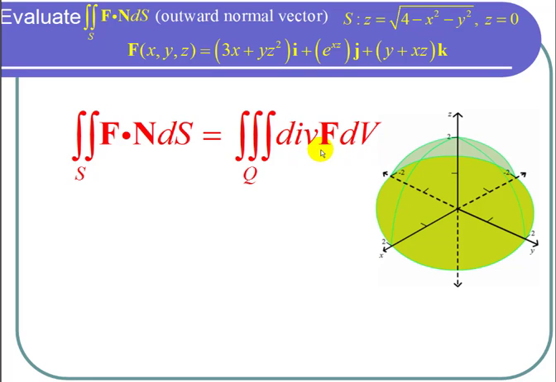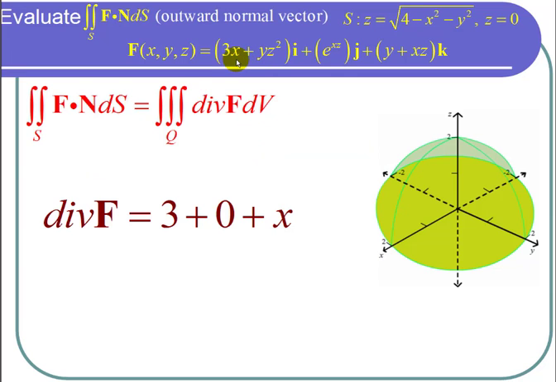So let's find the divergence of F. And remember, the divergence of F is the partial derivative of the first component of F with respect to x, and that's 3, plus the partial derivative of the second component of F with respect to y, and this doesn't have any y's, so that's just 0. And then plus the partial derivative of the third component of F with respect to z, and that's equal to x. So the divergence of F is equal to 3 plus x.